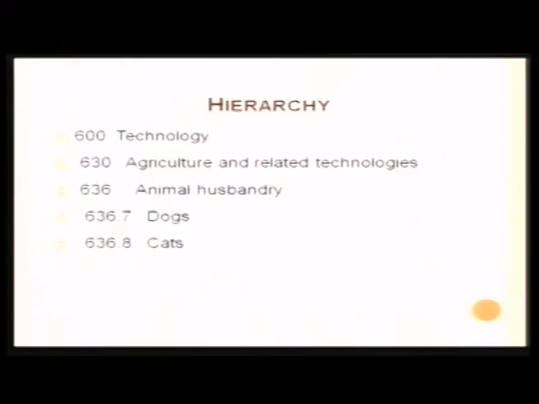For example, if we see on the screen, 600 is technology. 600 is the main class. Then we have 630, which is agriculture and related technologies. Then we have 636, which is again a part of agriculture and related technologies. Then we have dogs and cats. So as we go down, the number becomes more specific, and you can see the length of the notation increases. That means the bigger the number is, the more specific the book or the subject is. So that is what is meant by hierarchy.